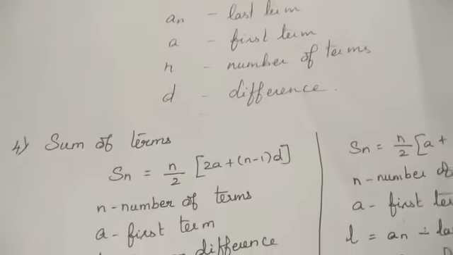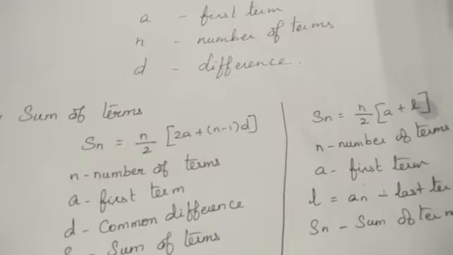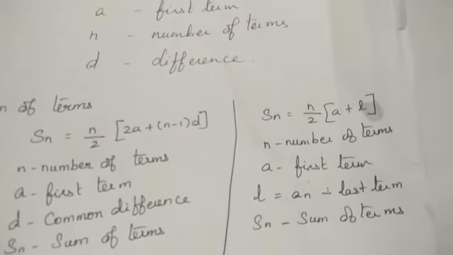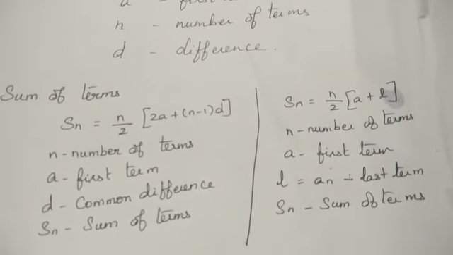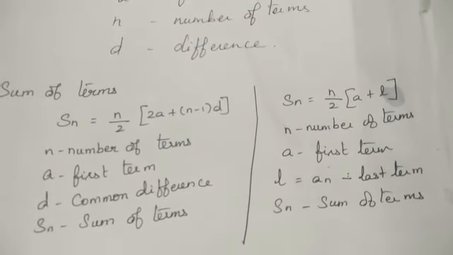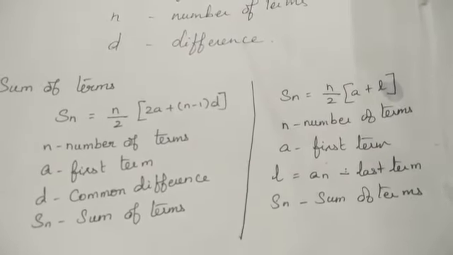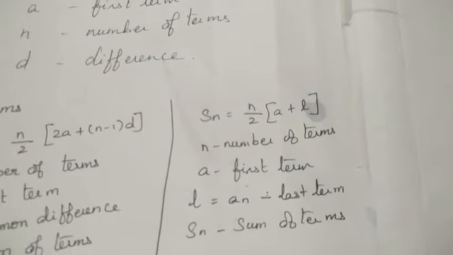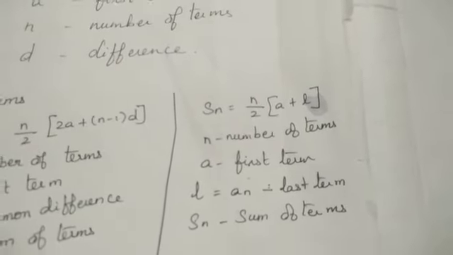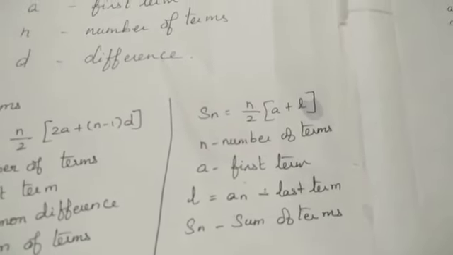Now we are going to learn about the sum of the terms. In this full exercise you are applying these two formulas only. Sn equal to n by 2 into (2a plus (n minus 1) into d), where n is the number of terms, a is the first term, d is the common difference, and Sn is the sum of the terms. And Sn equal to n by 2 into (a plus l), where n is the number of terms, a is the first term, and l is nothing but the last term.